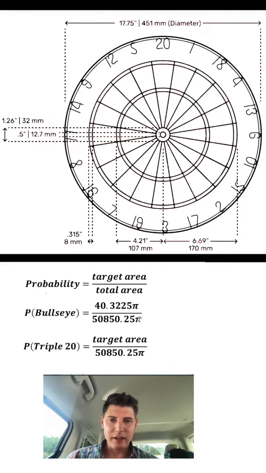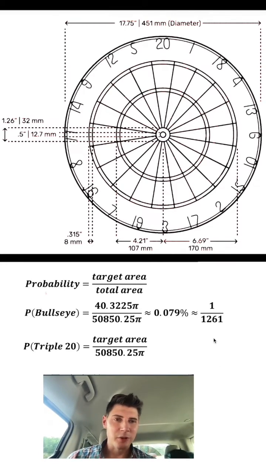If we do this divided by this, that gives us approximately 0.079%. Or as a fraction, that's 1 over 1,261. So the inner bullseye is a very small percentage of the entire dartboard, and that's expected.